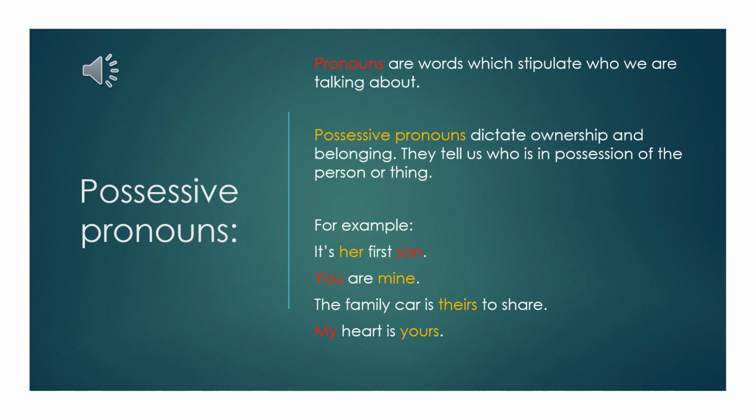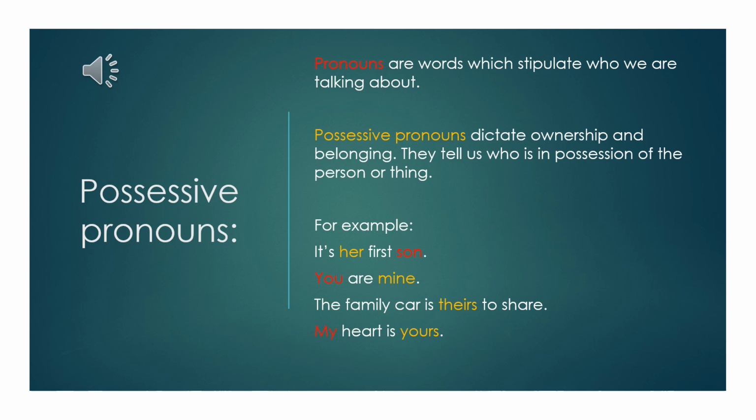So what we need to do now is have a look at pronouns, but specifically possessive pronouns. Now, as we know, a pronoun is a word which stipulates or tells us who we are talking about. So there are different forms of pronouns. So I is a pronoun, me, you, he, she, they. They're all forms of pronouns, and different pronouns are used for different things.